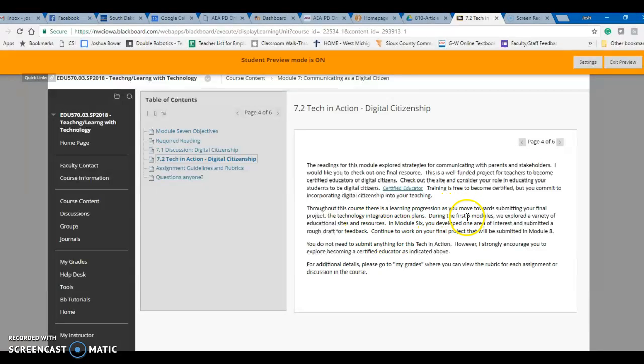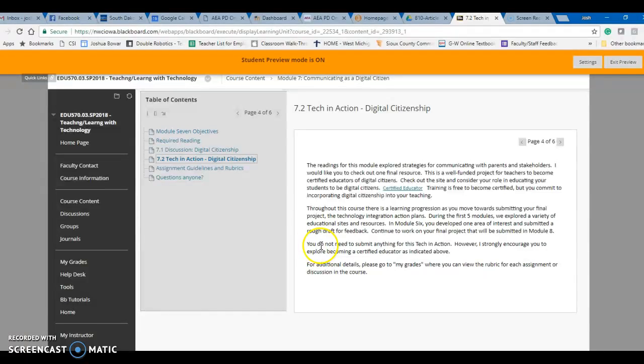Tech in action. Okay, the readings for this module explored strategies for communicating with parents and stakeholders. Check out a final resource. It's a well-funded project for teachers to become certified digital citizens. Check out the site and consider your role. So check it out here. Training is free. And through this course, there's a learning progression as you move forwards before submitting your final project, okay? You explored a lot of different things, so continue working on your final project, which is due next week.